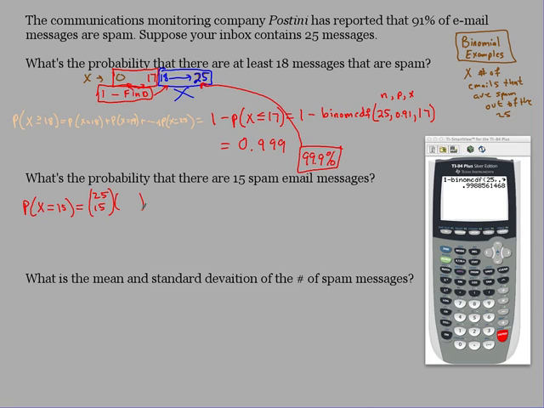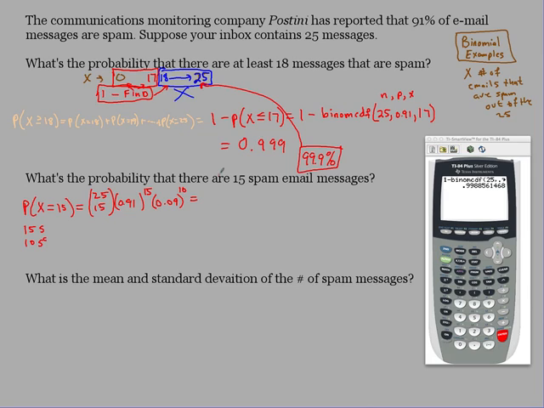Okay, so 25 choose 15. And what's the probability that one is bad? That's 0.91. How many 0.91s would we have? Let me just write. This would mean that we had 15 spam and we had 10 that weren't spam. So I would have 15 spams, and the complement to this, okay, if this is 91%, then this is 9%, and I would have 10 of those.